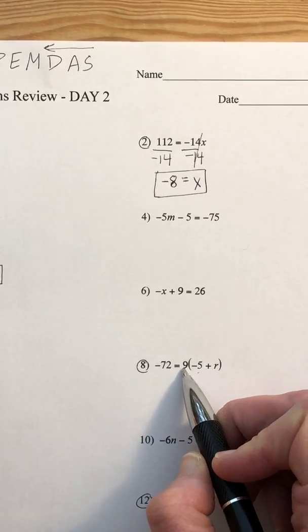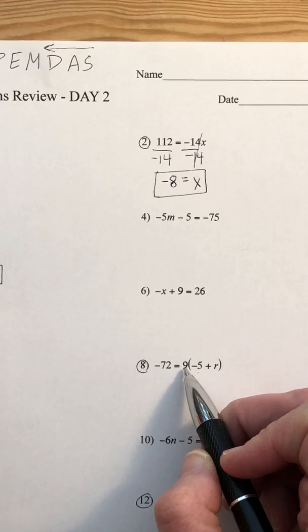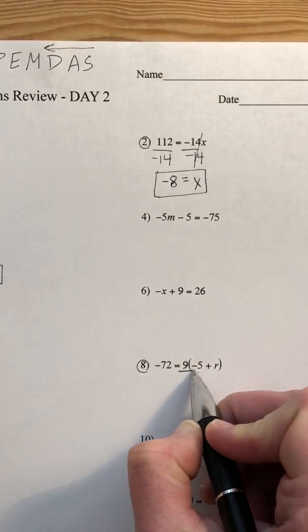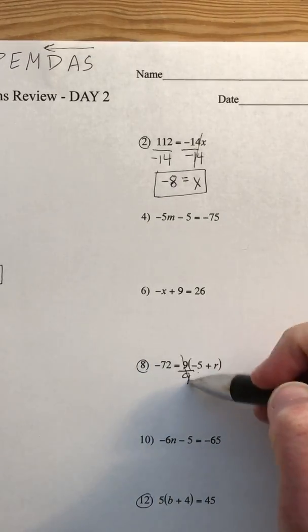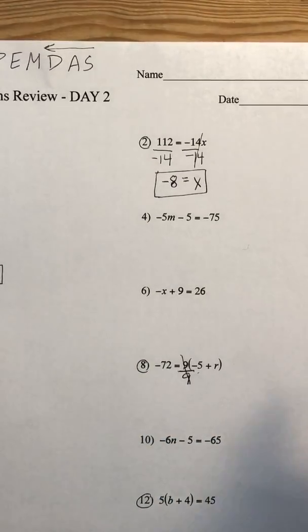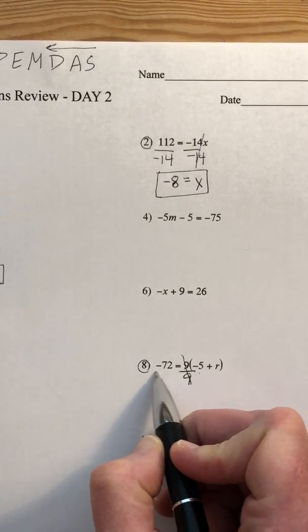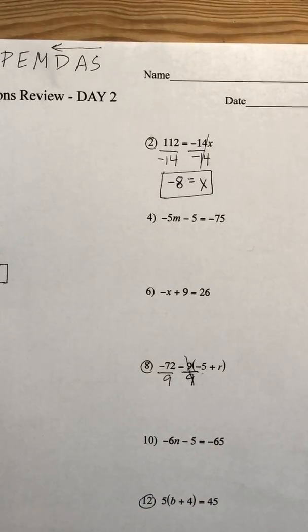So if 9 is multiplying to that and we want to get rid of the 9, let's just do the opposite. So the opposite of multiply is divide. So if we divide that by 9, these will just cancel out and go away. But let's not forget what we do to one side, we have to do to the other side. So let's divide that by 9 as well.